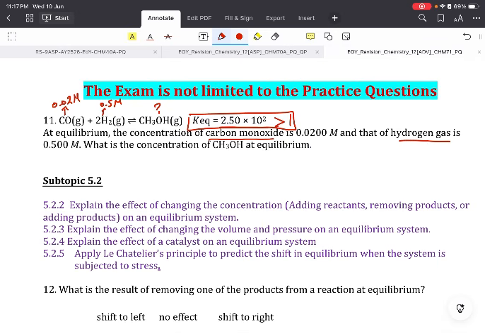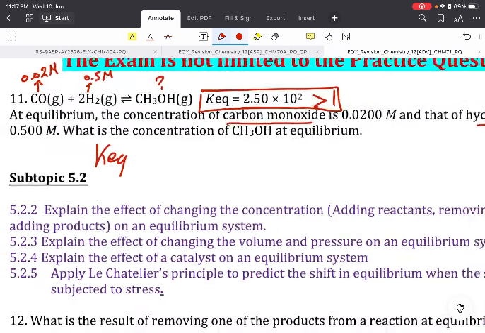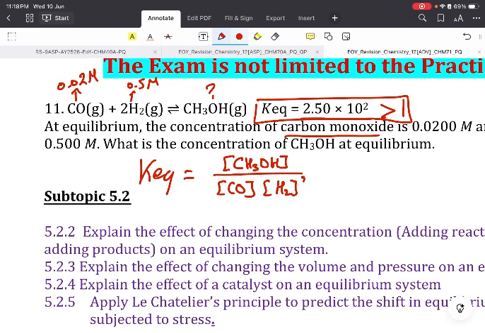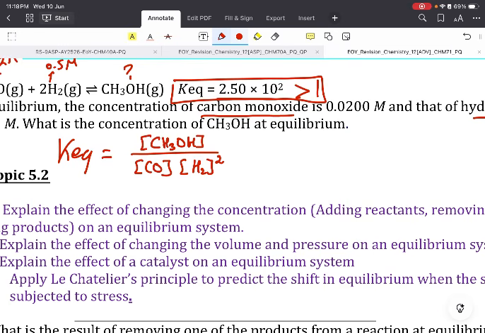This is just a tip so that you are sure of your answer. So first of all, I'm going to write the equation, and it is the concentration of CH3OH over the concentration of CO multiplied by the concentration of H2 raised to the power of 2. Now, since we have K equilibrium, I'm going to substitute.